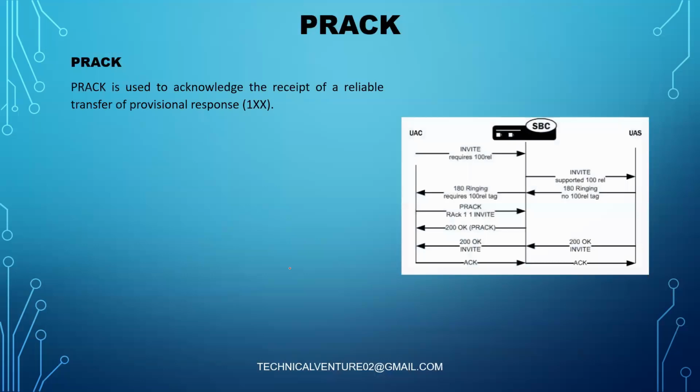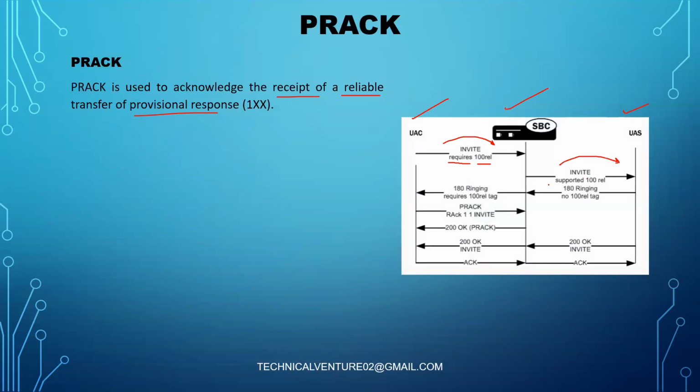So what is Prack? Here we can say Prack is used to acknowledge the receipt of a reliable transfer of provisional response. That is a 1xx message. Here you can see user agent client, user agent server, SBC. In the invite message, it will send whether it requires or supports Prack or not. Under the Require header, it says 100rel. And that is the invite sent to the user agent server.